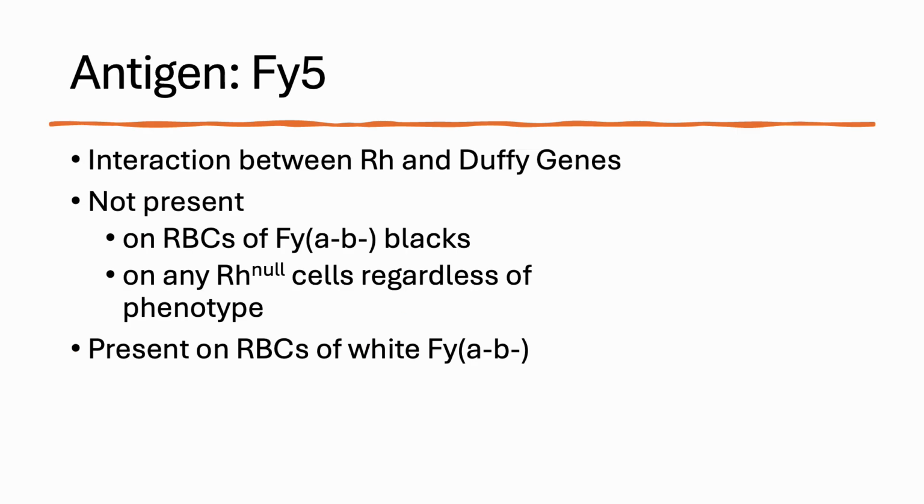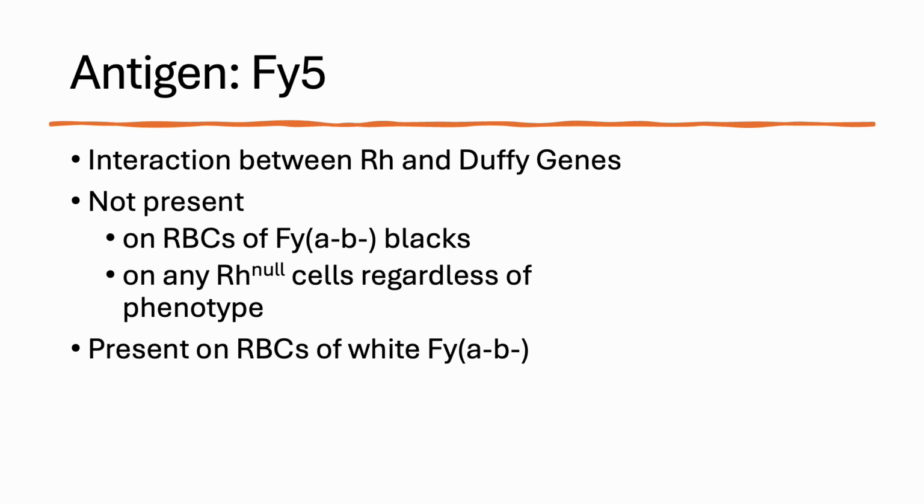So FY5 is a unique antigen in the Duffy system because its expression depends not only on the Duffy gene, but also on the Rh gene. This is a result of the interaction between the two. If you recall, both Duffy and Rh are on chromosome 1.